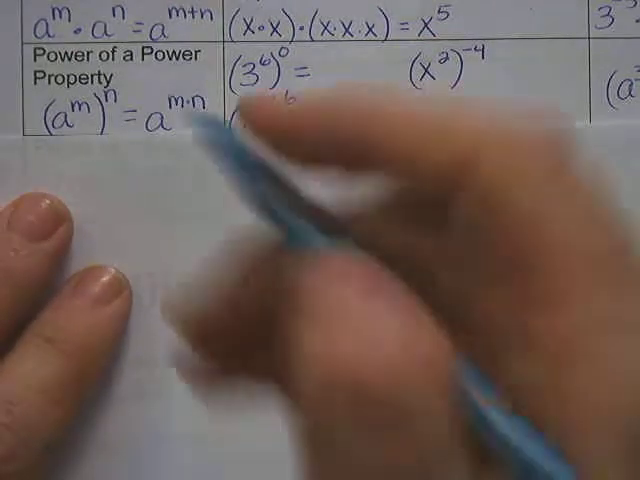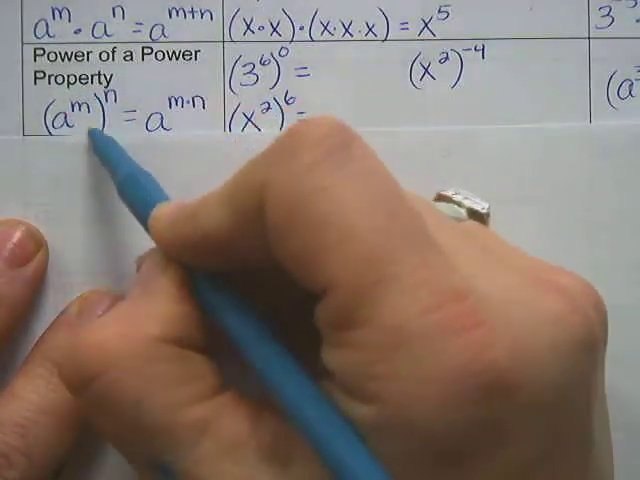Alright, the next property is called the power of a power property.